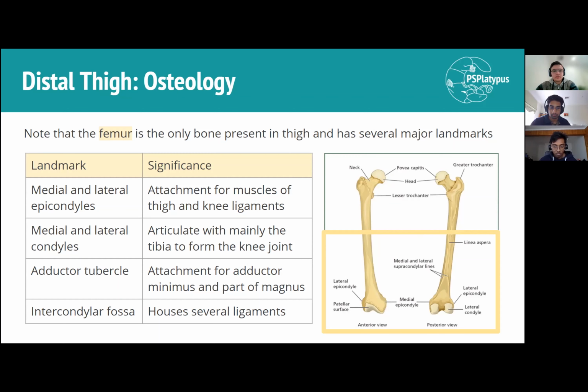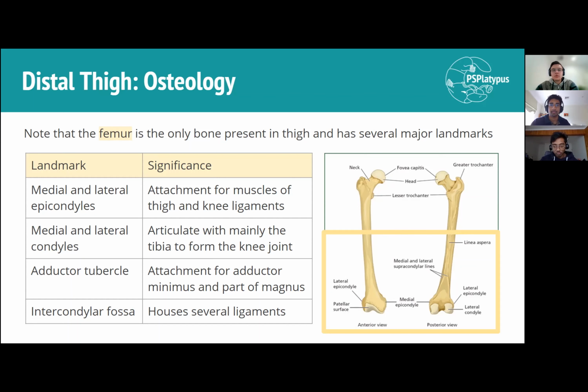You can look at all the different attachments, but just remember that basically it's a landmark for attachments of certain muscles of the thigh, as well as some of the knee ligaments, which we're going to discuss in a couple of slides. The condyles are just below. And this is basically where you will have the articulation with the tibia.